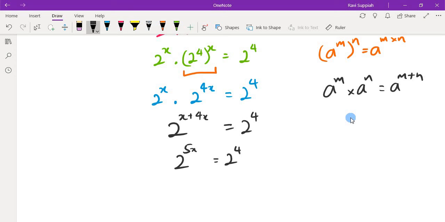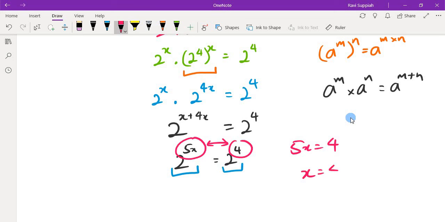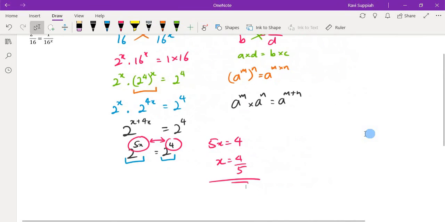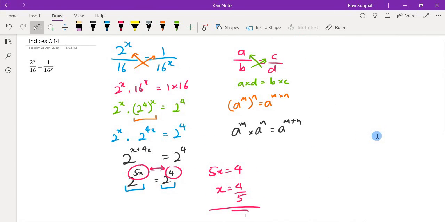Alright, and so now that we have both the bases the same, it also implies that both the powers are the same. Okay, so what we have is 5x is equal to 4. So x is equal to 4 over 5. Alright, so that is the answer, and that is how you go about solving this question here. Alright, thank you.